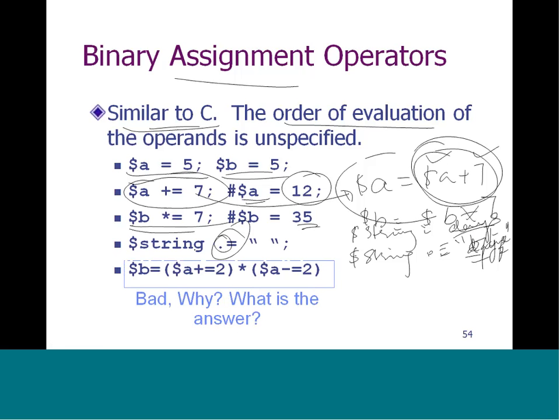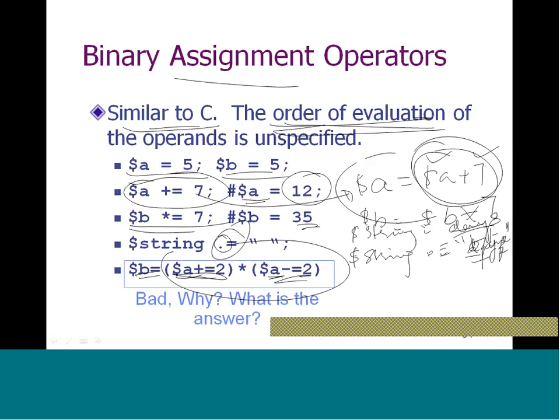So now we come to this last example. $b = $a += 2 * $a -= 2. What will be the answer here? First of all, this assignment is the worst assignment, so never do this. Why is it bad? The reason is that inside this whole thing, the order of evaluation is unspecified. So we don't know whether this is evaluated first or this is evaluated first.